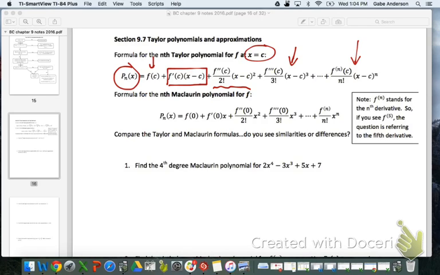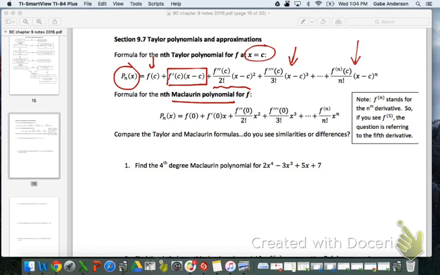And then the other type of polynomial approximation we'll look at is called a Maclaurin polynomial. A Maclaurin polynomial is a Taylor polynomial, but it's specifically centered at 0. So if you see Maclaurin polynomial, that is just another way of saying a Taylor polynomial centered at 0. The Taylor polynomial can be centered anywhere: 0, 1, 2, 5, 10, negative 30, negative 3, whatever it is. Maclaurin polynomial is specifically referring to a polynomial approximation centered at 0.